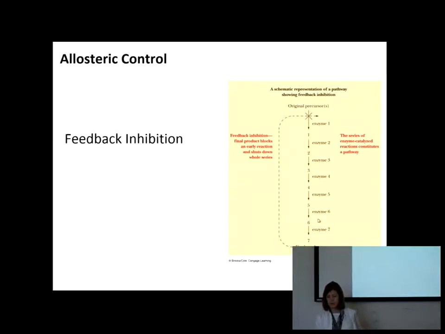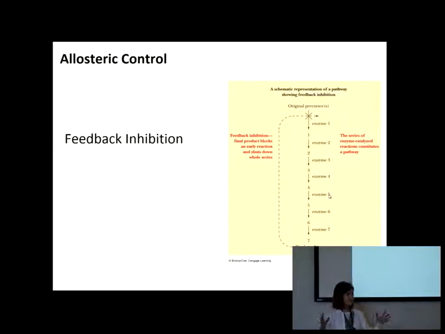So what I'm showing here is a pathway. A pathway is just a series of reactions, each catalyzed by an enzyme. Some enzymes are under control. Some enzymes aren't. They're just driven by whether they go forward or not by Le Chatelier's principle. You guys remember Le Chatelier's principle? Does anybody need me to remind them what Le Chatelier's is?